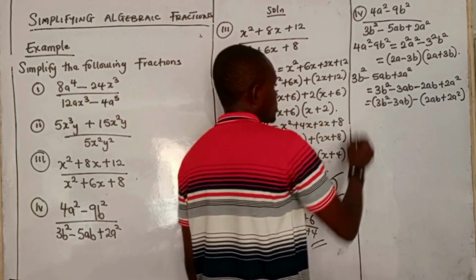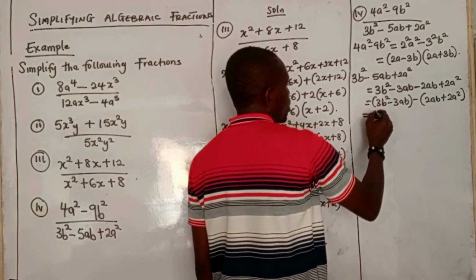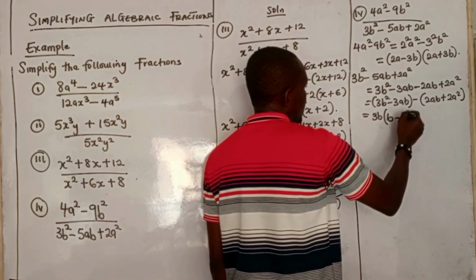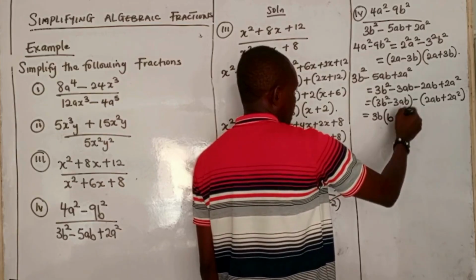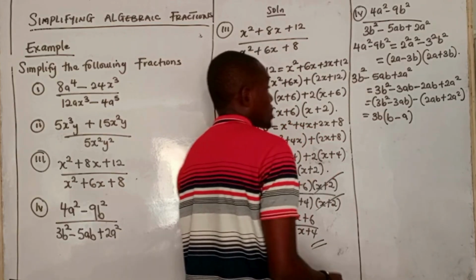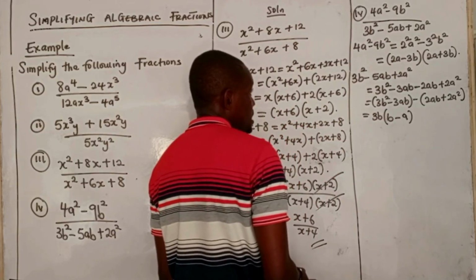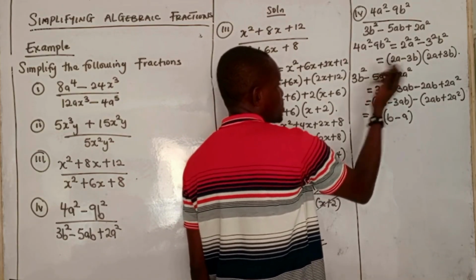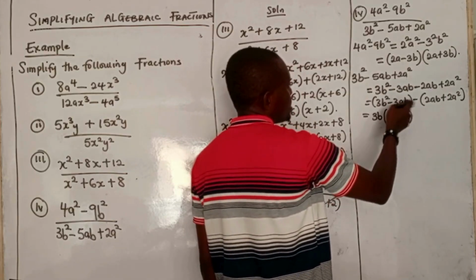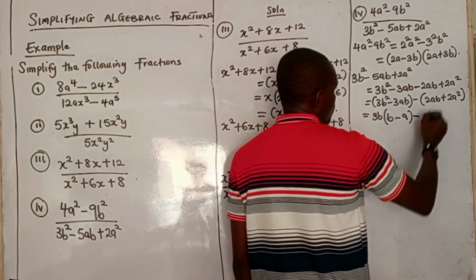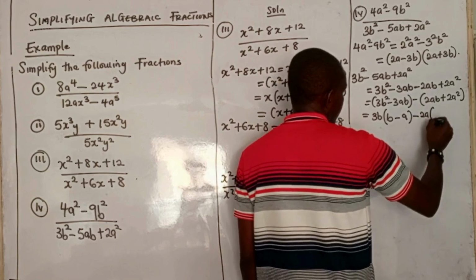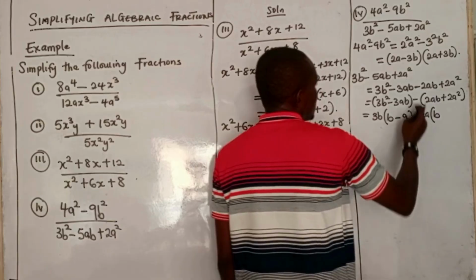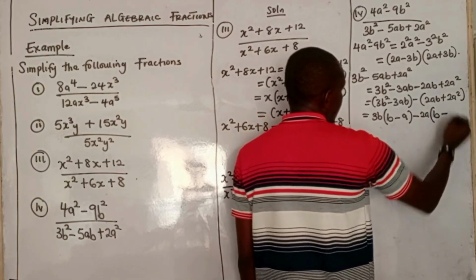So by the time you factorize now, what is common here? 3b is common. So if I bring out 3b, I am going to have b minus a, because if 3b leaves here, b is squared, so I have b. If 3b leaves here, I have a. Then minus, what is common here is 2a. So if I do the same thing, if 2a leaves here, I have b. Now minus and plus is minus.